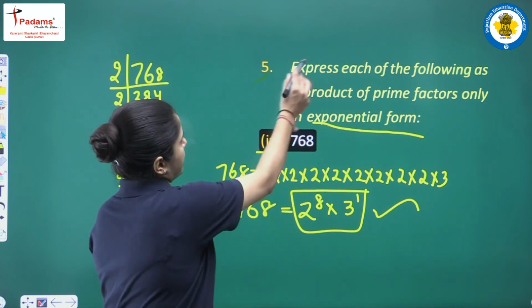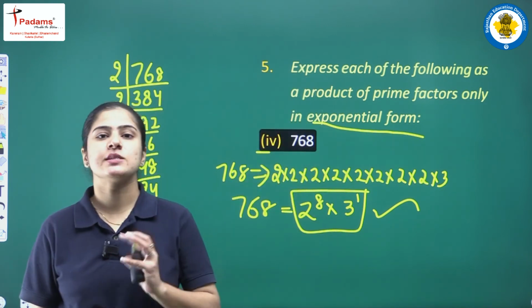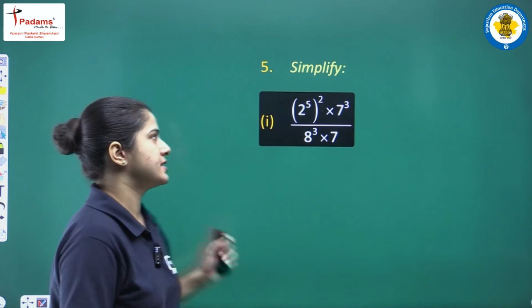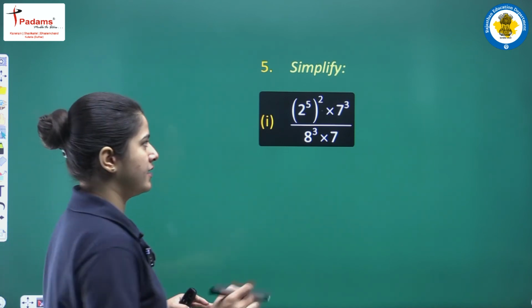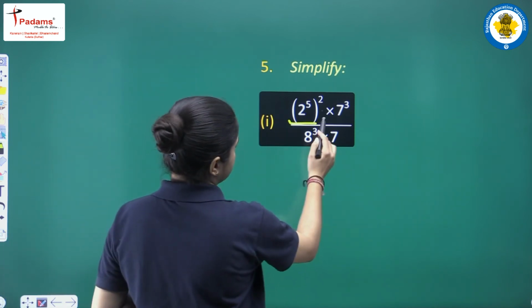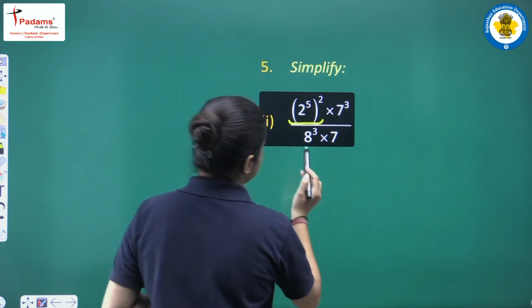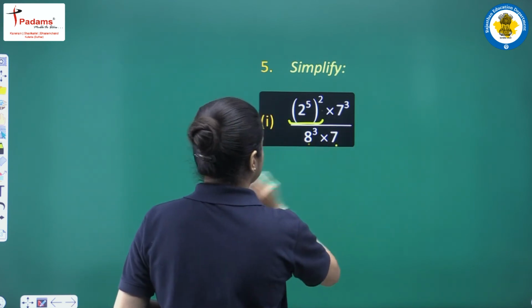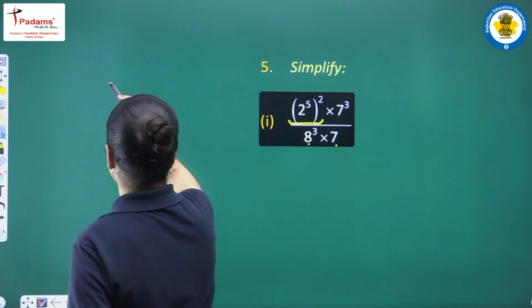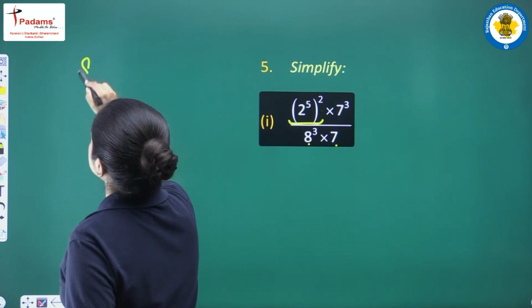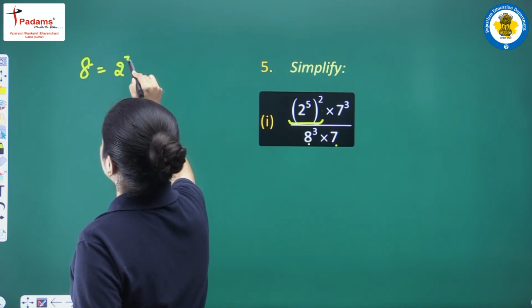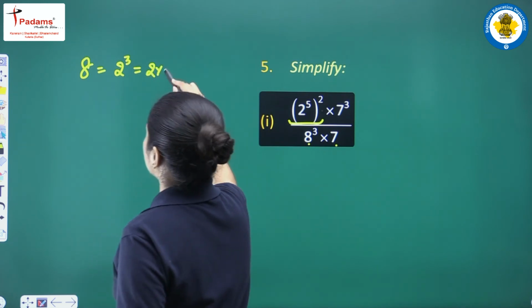And this is your fifth question students. Now students, looking at your question number 5, simplify, yahan pe aapko solve karna hai. Firstly students, yahan dekhiye power raised to power, okay? Powers power, prime number, and this is 8 raised to power 3. So firstly students, 8 can be written as 2 raised to power 3, as it is 2 into 2 into 2, right?